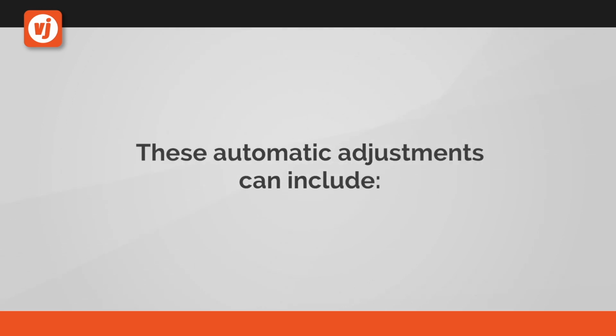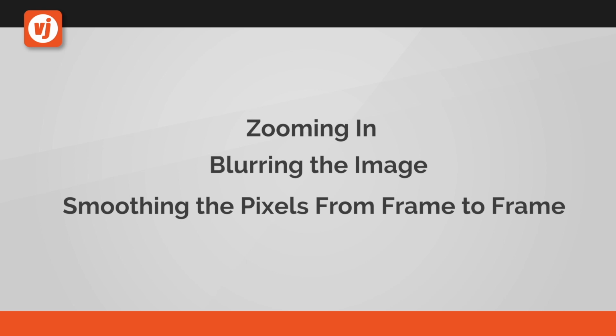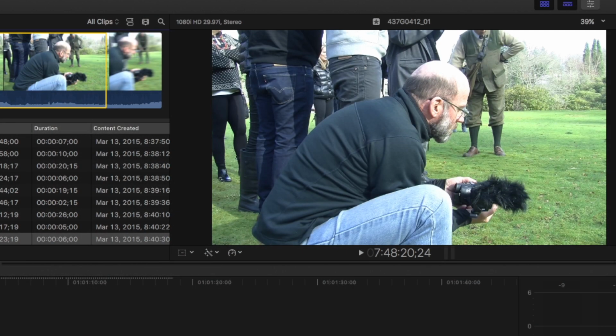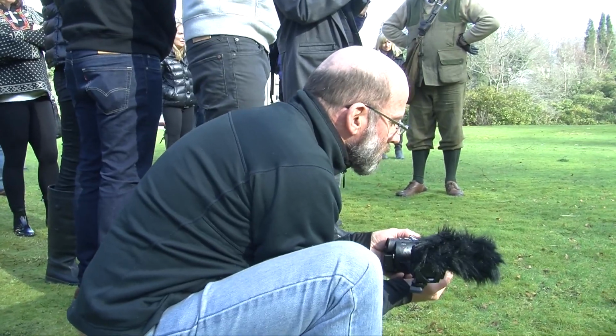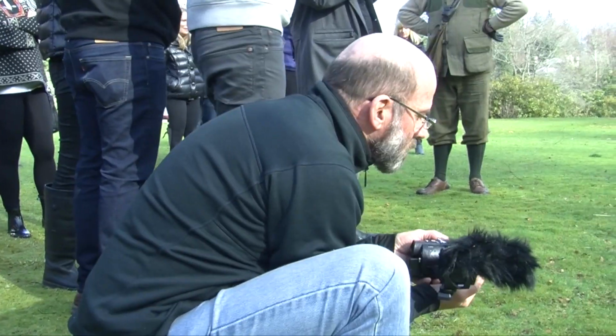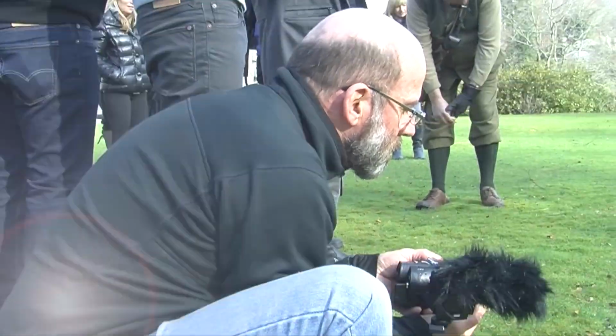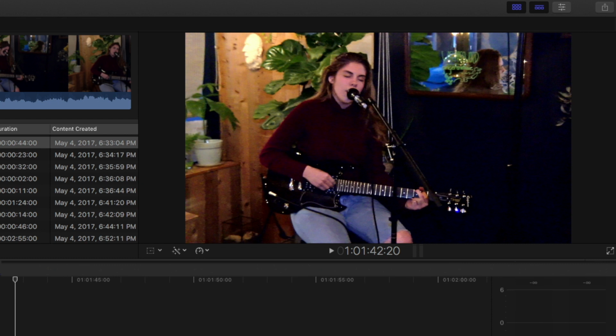These automatic adjustments can include zooming in on a shot, blurring the image slightly, and smoothing the pixels from frame to frame. Let's take a look at how the stabilization effect worked on this clip. Here's the shot without stabilization, and here it is with it. Much better. Let's take a look at a more extreme shake to see how that works.